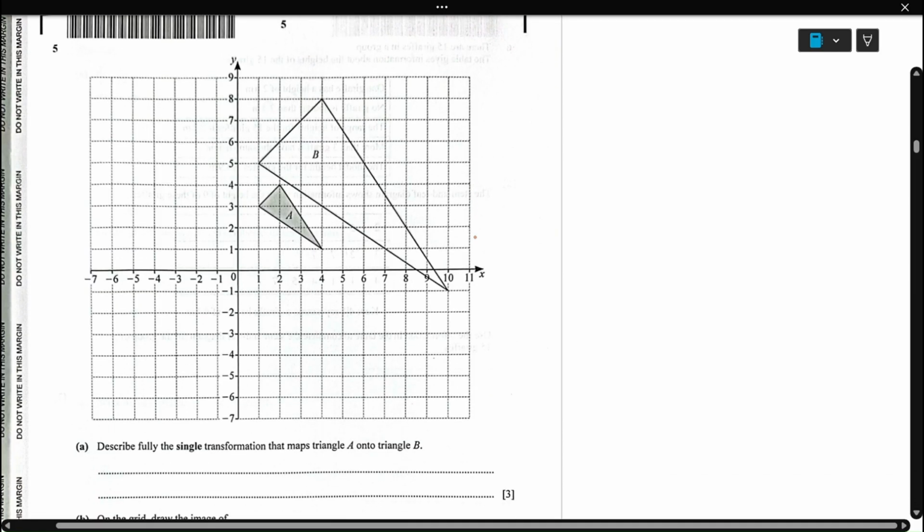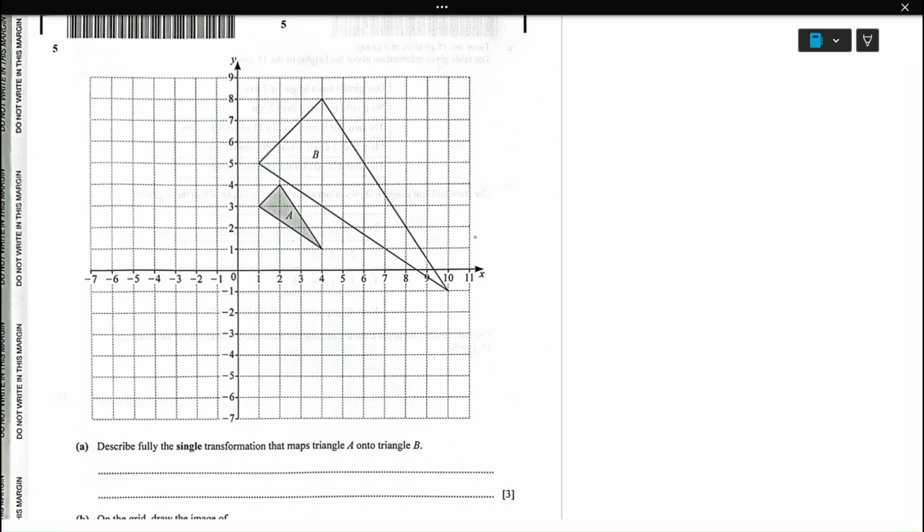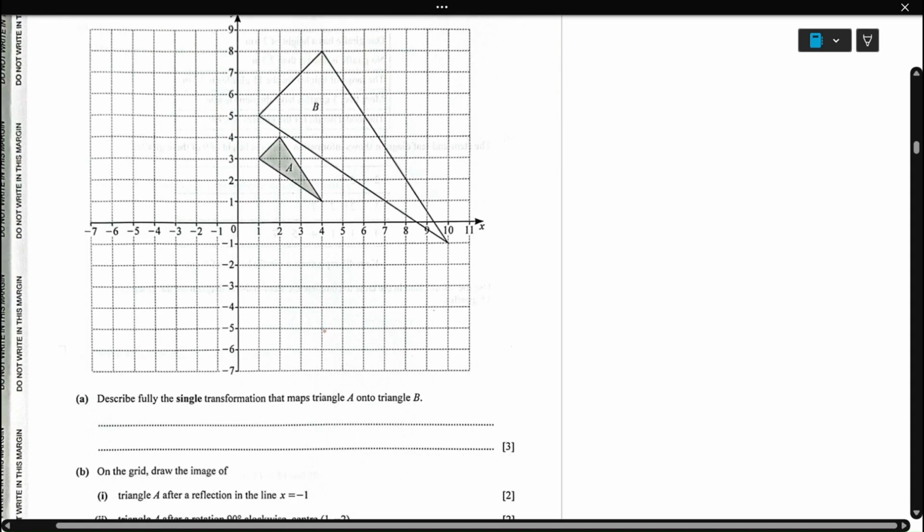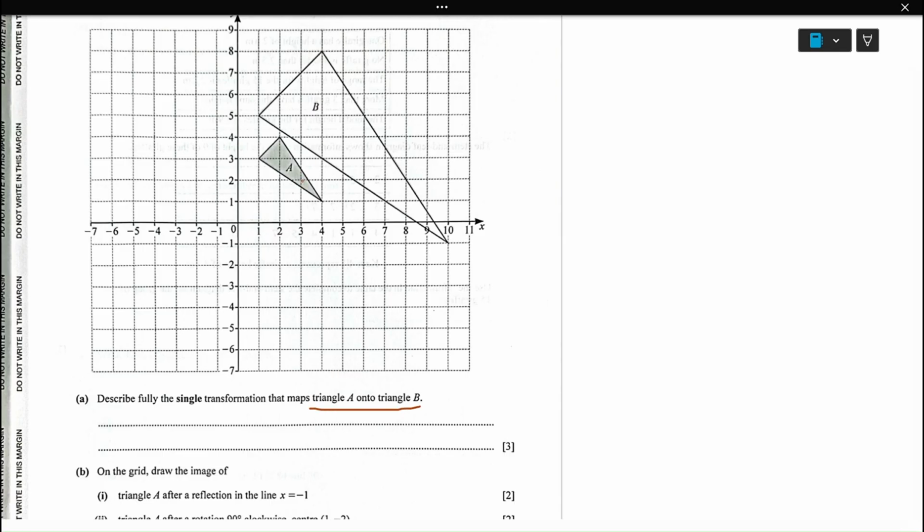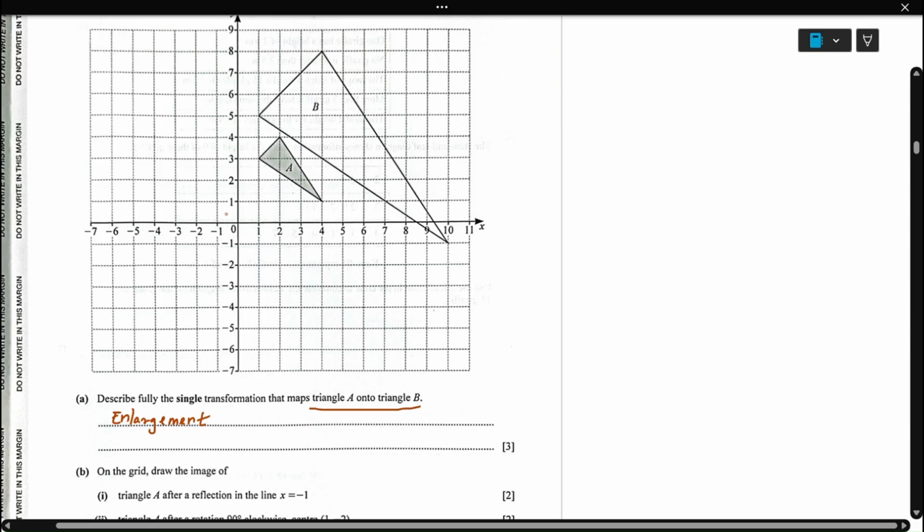The next one, question 5. Describe fully the single transformation that maps triangle A onto triangle B. So triangle A to triangle B, small to big. First we need to write enlargement. Enlargement and scale factor: one side here is 1 and becomes 3, so the scale factor is 3. With center, we have to write the coordinates.